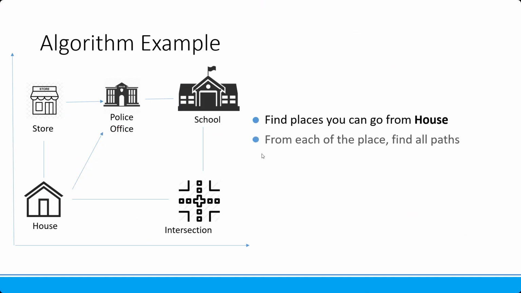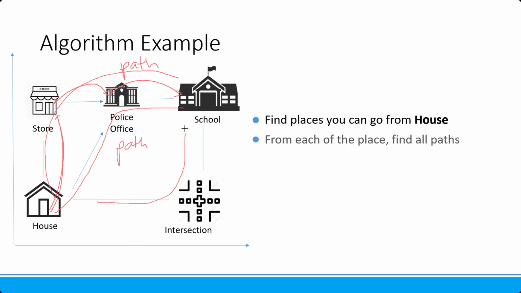And then from each of the places, find all paths. It means if I know I can go to store from house, okay, there is a path from house to store. If I can go from store to the police office, then I can have another path. And then I can go here. So this is one path. This is another path. And this is another path. We call it path or route.